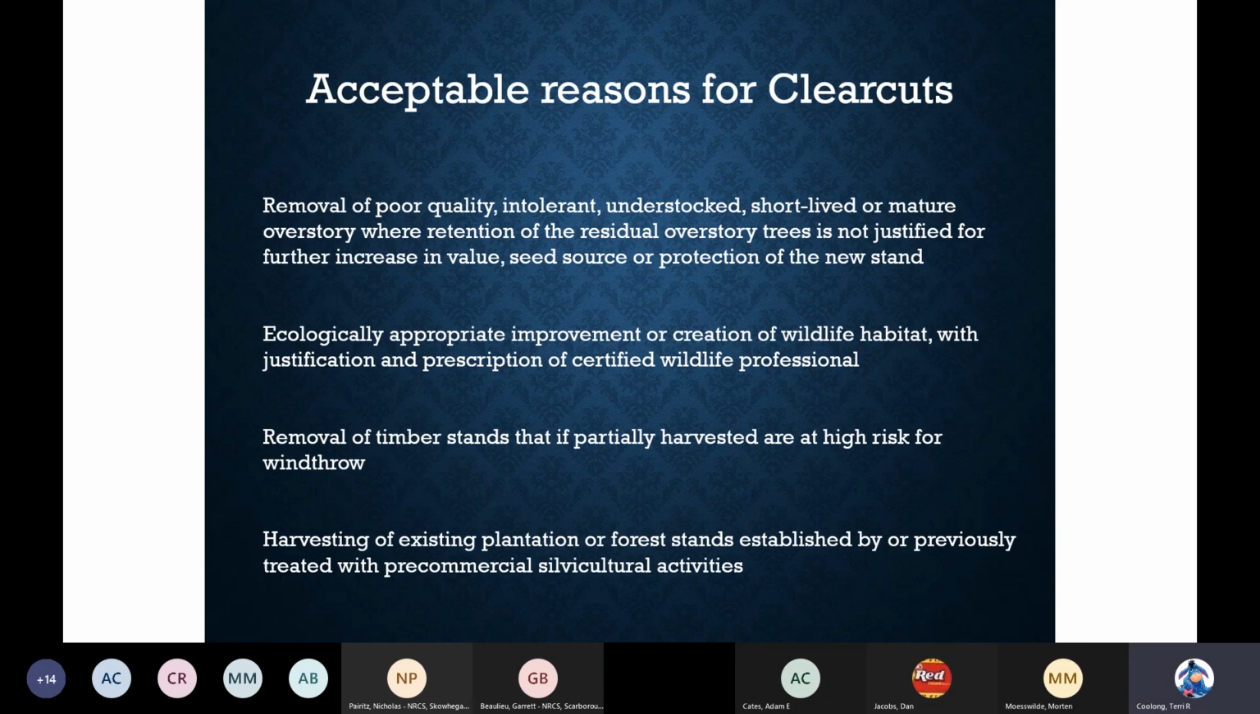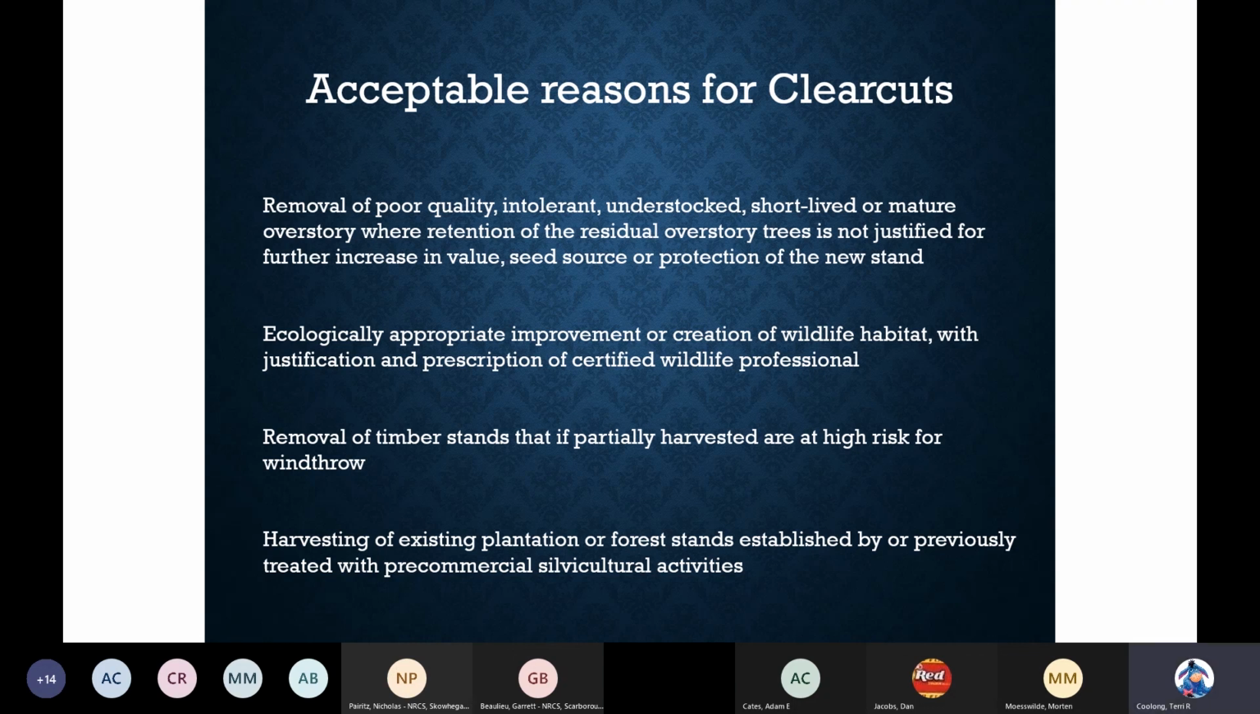So here are the acceptable reasons for clear cuts. You'll notice that nowhere in here does it say, I just wanted to start over. You can remove poor quality, intolerant, understocked, short-lived, or mature overstory, where there's no reason to retain any of those for seed trees, etc. You can create wildlife habitat, but if you're going to be doing that, you need to have a prescription from a certified wildlife professional that comes in as part of that plan.